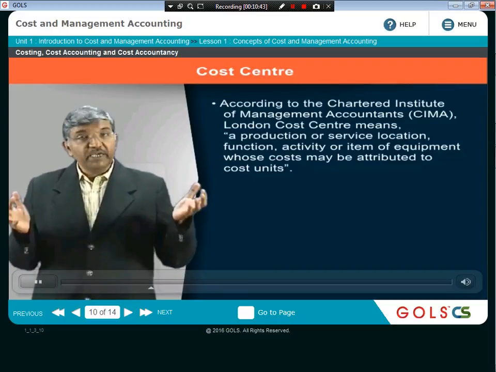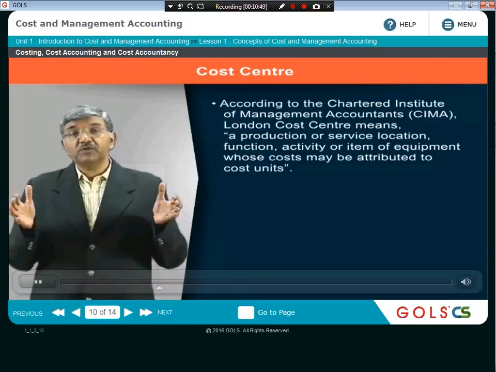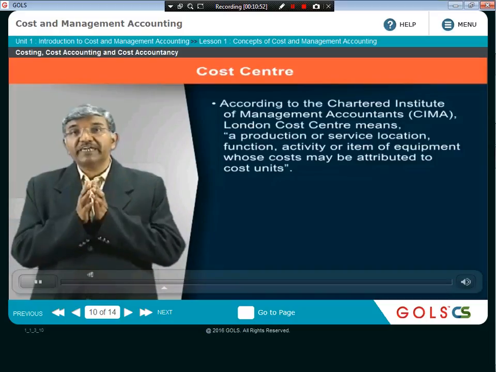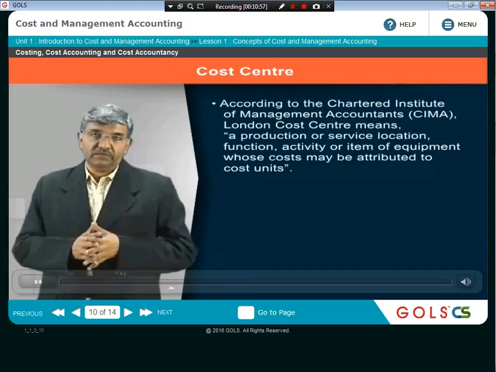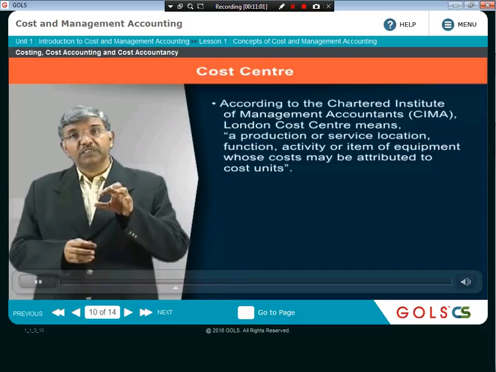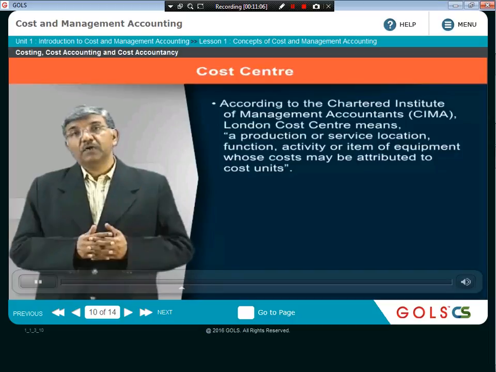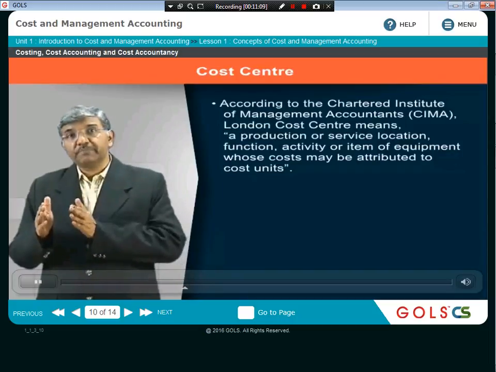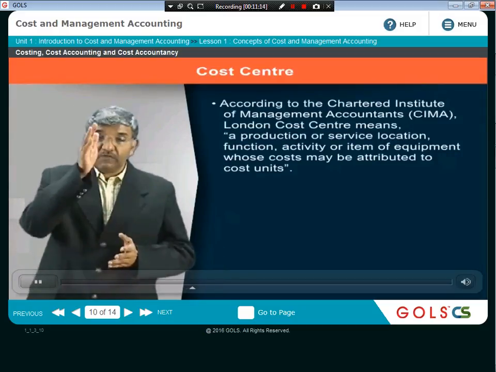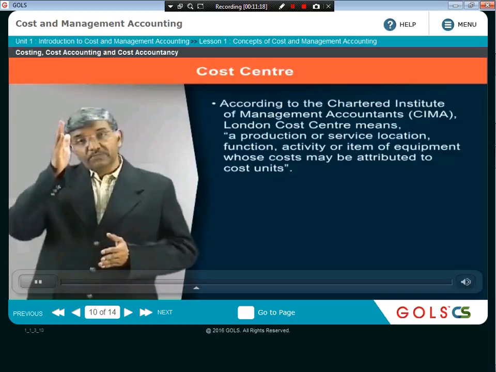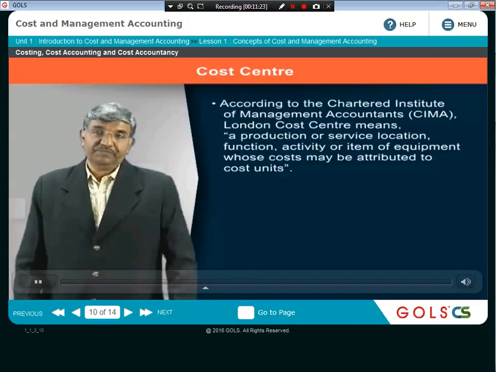It may be a department, a function, or an activity, and on the basis of that the total cost will be considered and then attributed to the different products. For example, administration is considered a function, so it will be a cost center. Production department A, production department B, production department C, these are considered to be cost centers. First find out the cost of production department A, B and C, then it will be attributed, on a suitable basis, to the cost units.